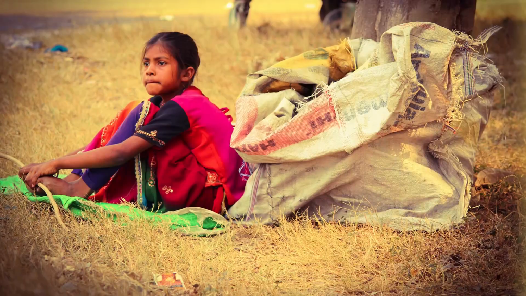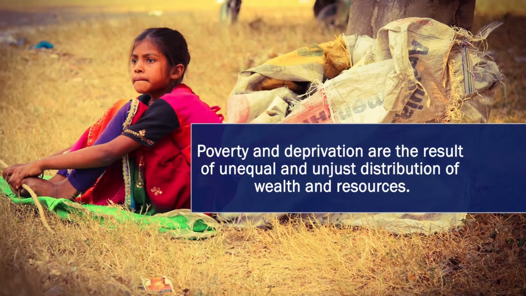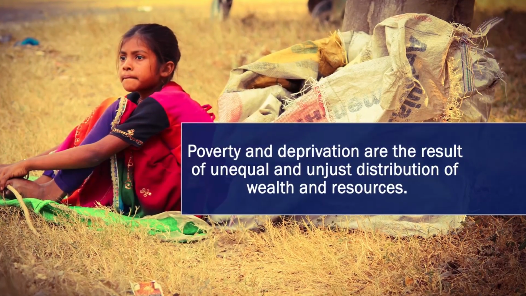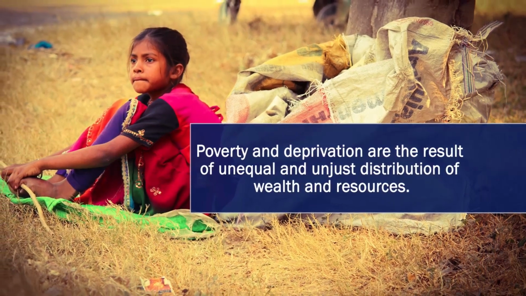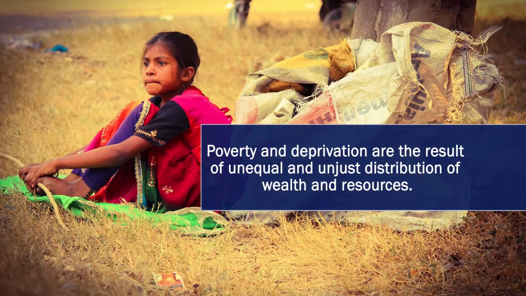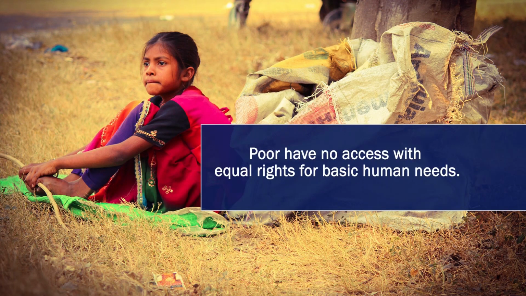In the concluding part, let us talk about the issues of equity, basic needs, and ecology. Poverty and deprivation are the result of unequal and unjust distribution of wealth and resources. Not all the individuals have the same level or right of access to the resources of which food, fresh and clean drinking water, and shelter are the most essential needs for survival. What this simply means is that the poor have little or no access with equal rights for basic human needs.